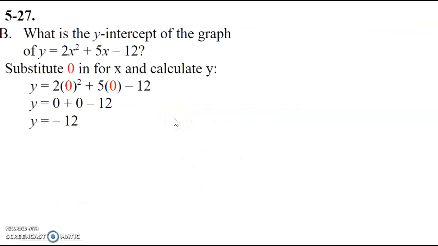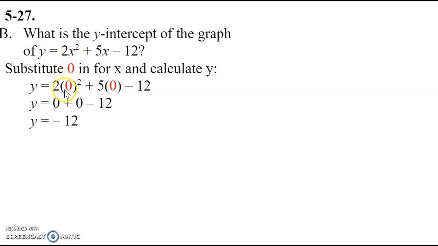Alright, so let's go through the answers. For B, what is the y-intercept of y equals 2x squared plus 5x minus 12? To figure it out, you're going to substitute 0 for x and calculate for y. So substitute in 0 wherever you see an x.